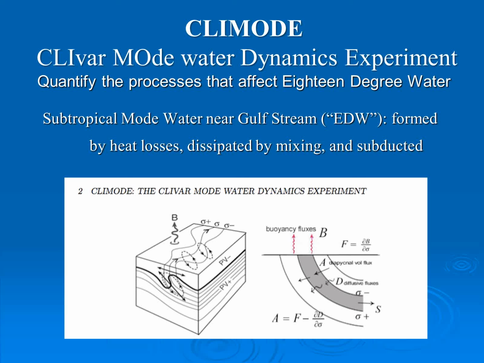Just before I go into my talk, I want to quickly mention the processes that influence the 18-degree water volume. The 18-degree water is formed by heat release to the atmosphere during wintertime. It is then subsequently dissipated by mixing and subducted away from the formation region.